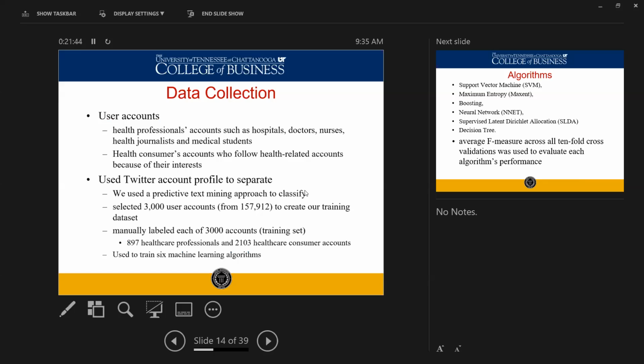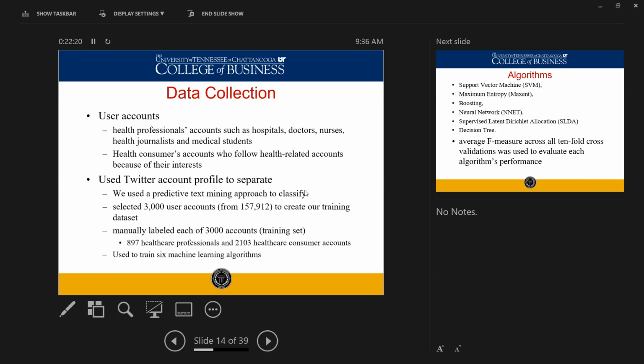And so then we use the Twitter account profile. There is certain information in the account profile that people generally provide. So we used that information and then used a predictive text mining approach to classify these accounts into whether they are actually health professionals or health consumers, because we were actually interested in only health professionals, they are the ones whose knowledge we are interested in contributing.